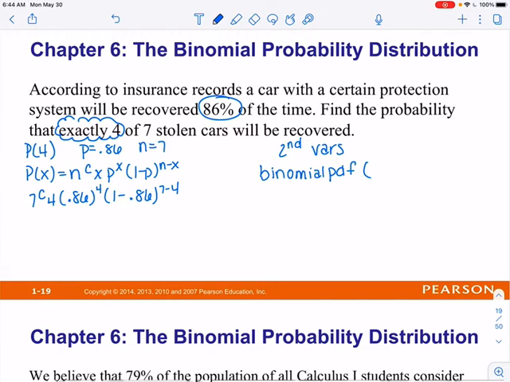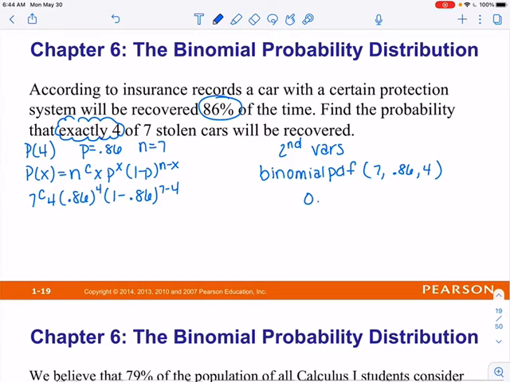Okay, and again, on the newer calculators, it's going to flat out ask you what X, what P, and what N are. If you have the older calculator, you're going to have to type it in a specific order. So the N has to come first, then your probability, and then your value of X. So that's what it should look like after you type it all in. And when you hit enter, again, 2 slightly different answers that you're going to get.